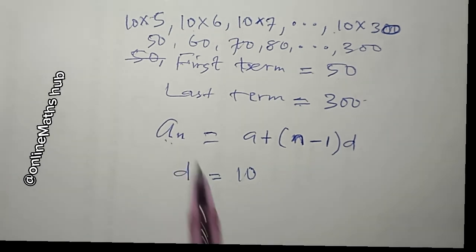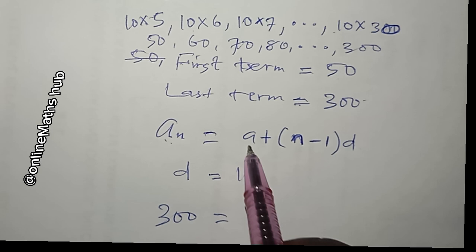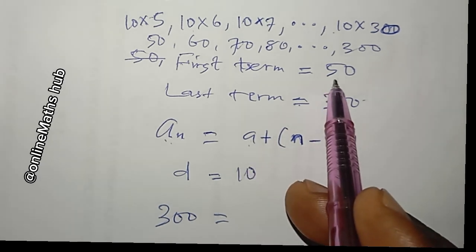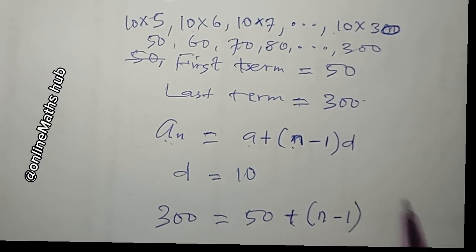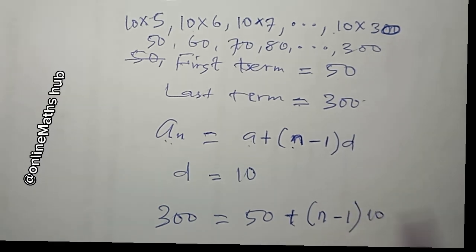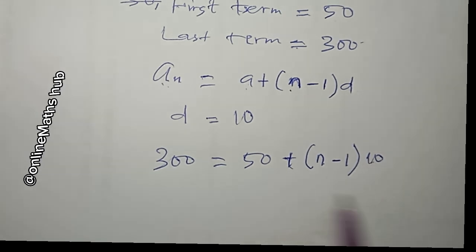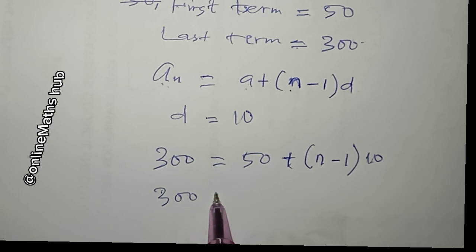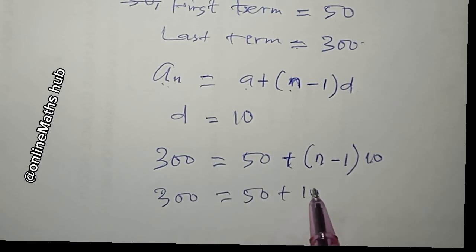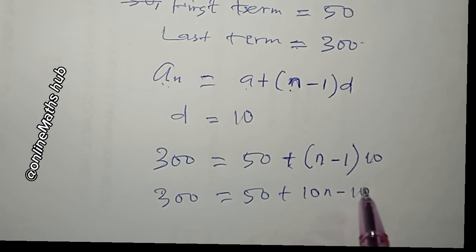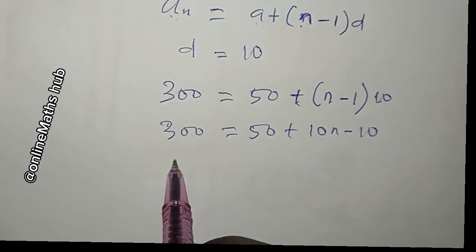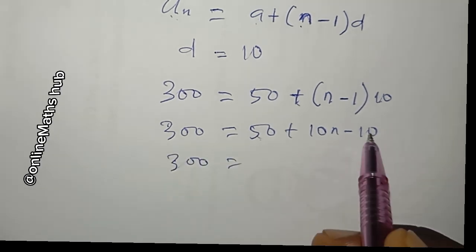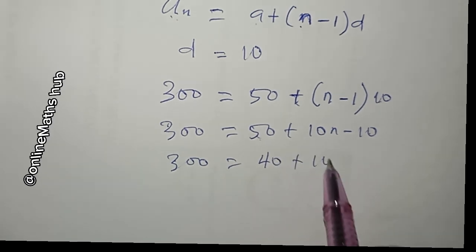And if I do that, the last term, which is 300, is equal to a, which is our first term, 50, plus we're looking for n, so we don't know the number of terms, n minus 1, and then multiplied by the common difference, which is equal to 10. So I'm going to use this 10 to open this bracket so that I have 300 is equal to 50 plus 10n minus 10. Okay, so I can subtract this so that I have 300 is equal to 50 minus 10 is 40, then plus 10n.